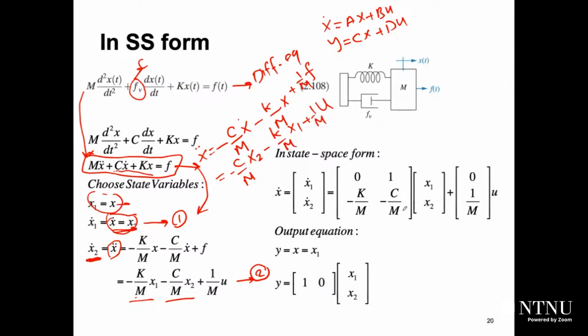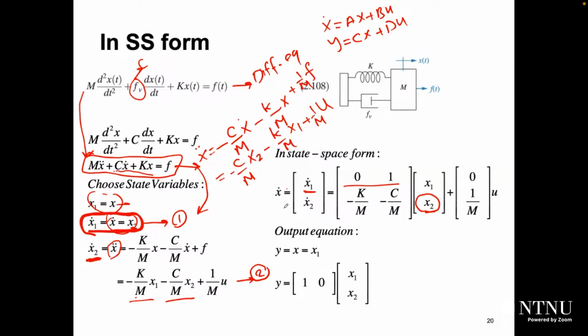So we will just put it in matrix notation. So x1 dot is the first row. The first equation, we will write it in the first row, x1 dot equal x2. So this will be 0 and 1, right? Because 0 times x1 is 0, plus 1 times x2 is x2. Plus 0 because we want plus 0 times u.